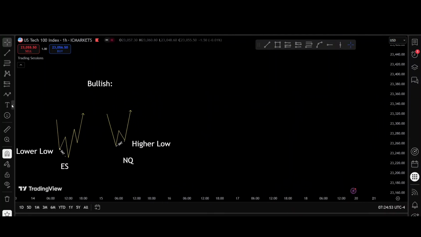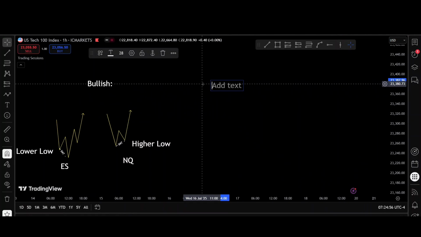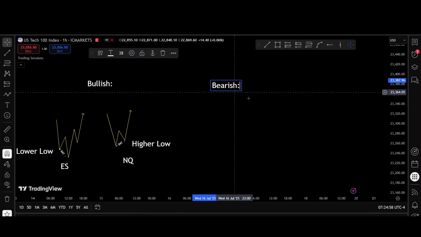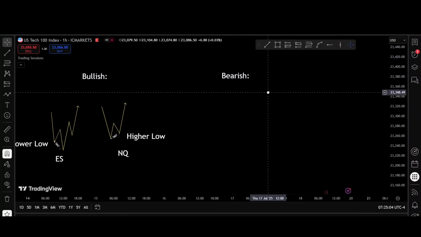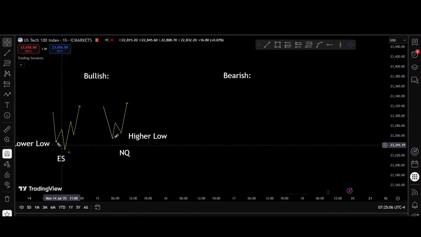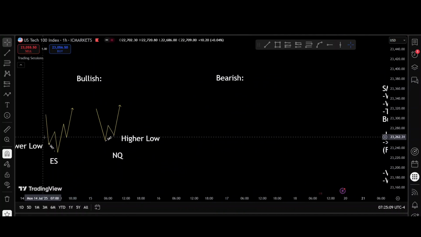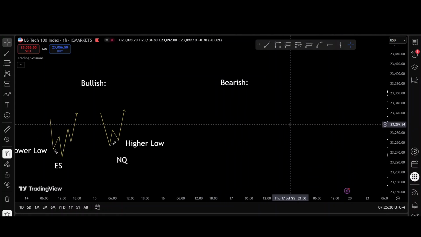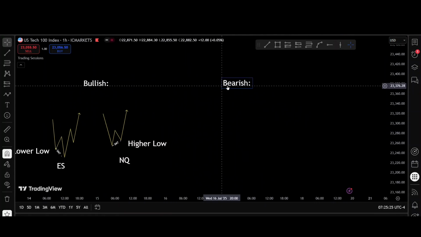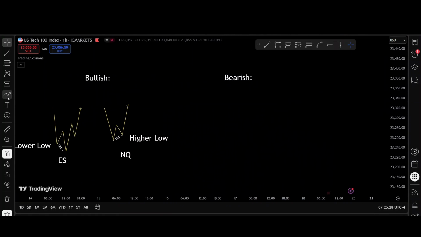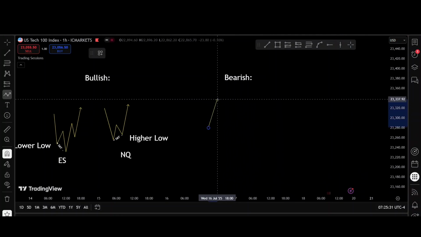Now we're gonna go into the bearish examples. Since for the bullish examples we only want to be monitoring the lows to see if there's a divergence in them, for the bearish examples we only want to be monitoring the highs. So let's say this is ES.